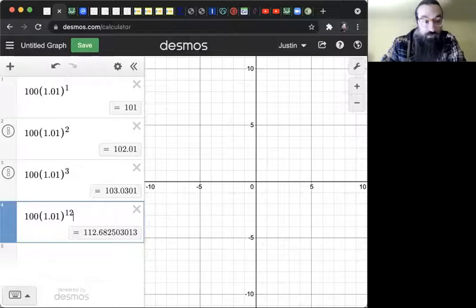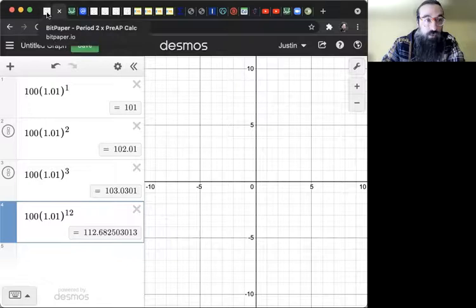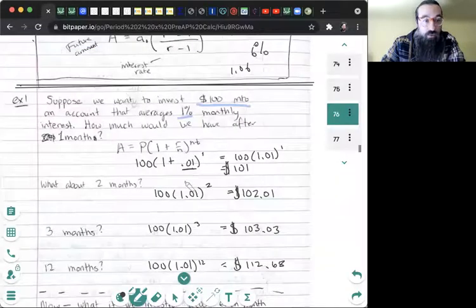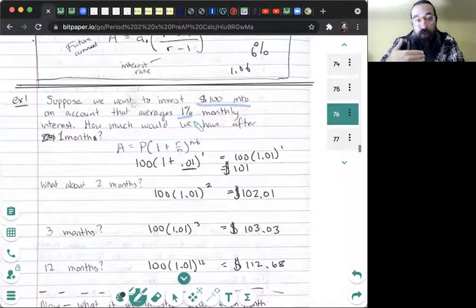So here you can see I've typed them all in, and we got 101, 102.01, 103.03, 112.68 for all of these different answers. Well, that's cool. So this is just $100, and this is how much you would have if you're getting 1% monthly interest after 1 month, after 2 months, after 3 months, after 12 months.